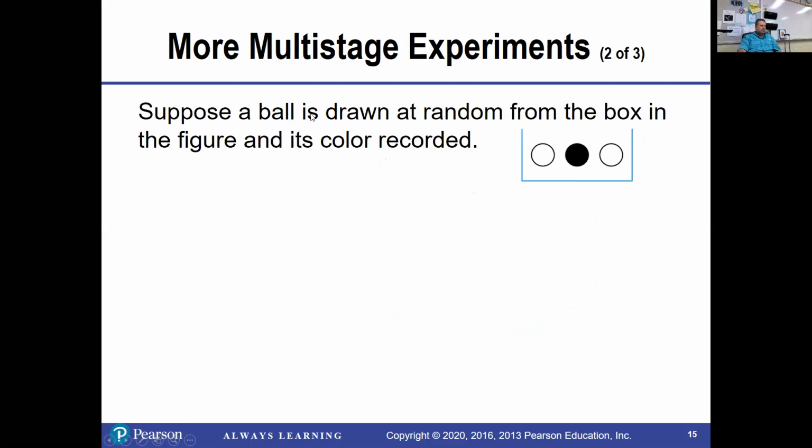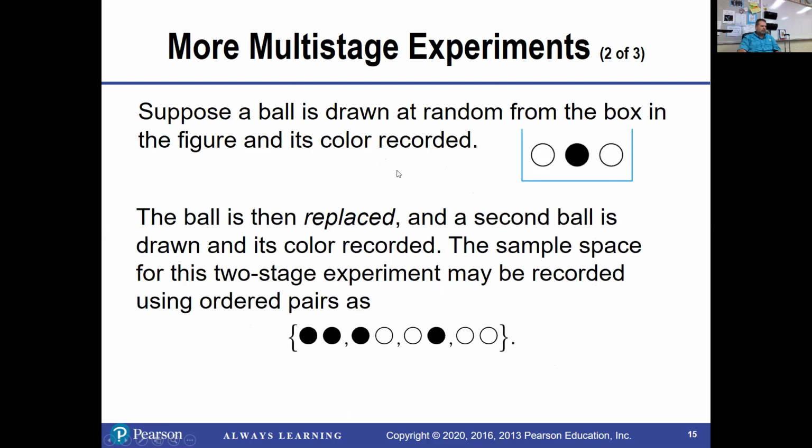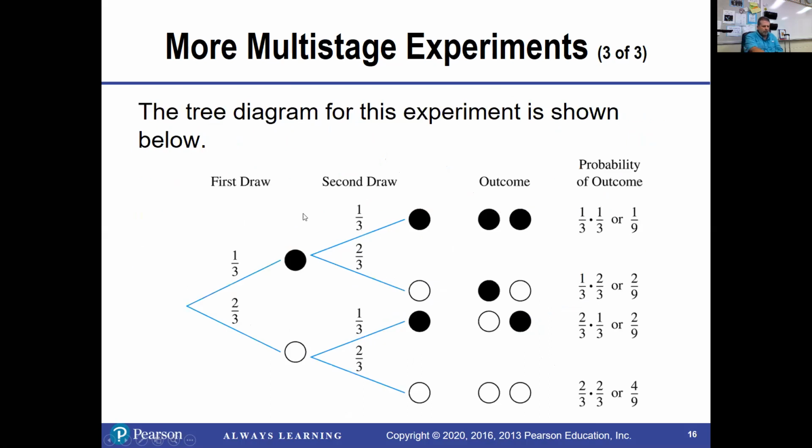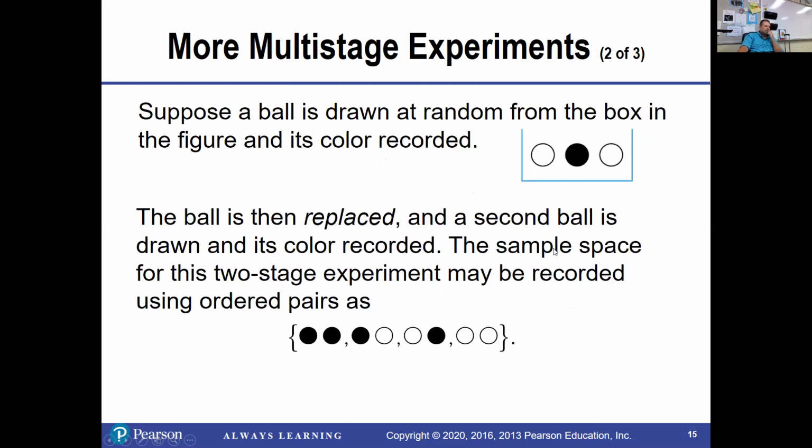So suppose a ball is drawn at random from the box and its color is recorded. The ball is then replaced, that's huge. The ball is replaced. Whoops, clicked the wrong thing. And a second ball is picked. The sample space of the 2-stage experiment may be recorded.